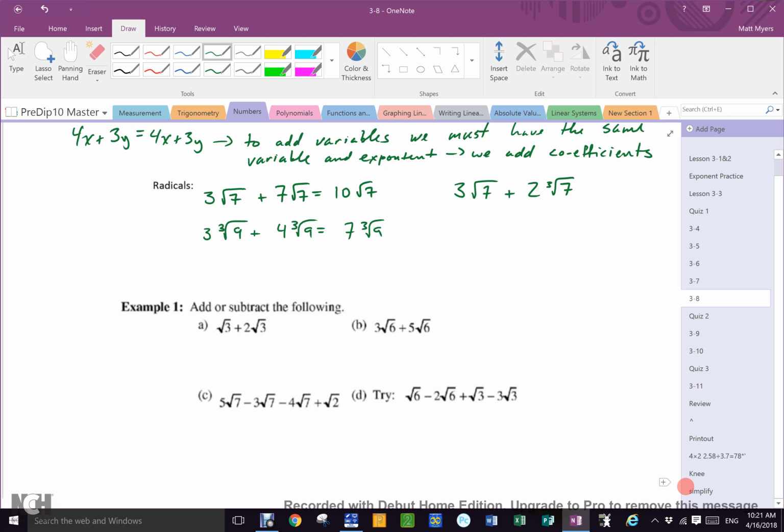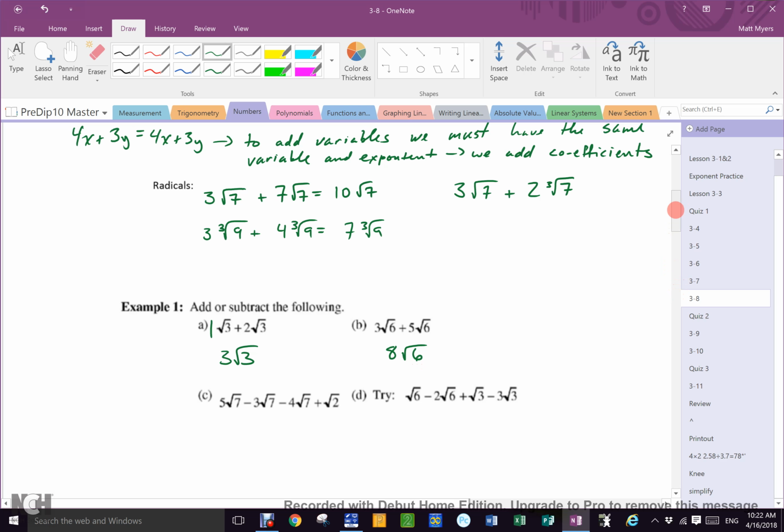What's example 1A? Three root 3. Why? Because there should be a 1 there. So I have 1 root 3 and then 2 more root 3s for a total of 3 root 3s. What's B? 8 root 6. Just say root. Everybody good?